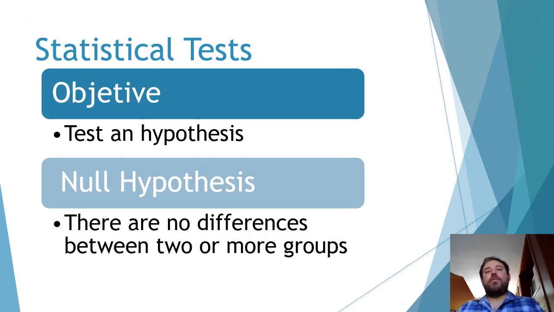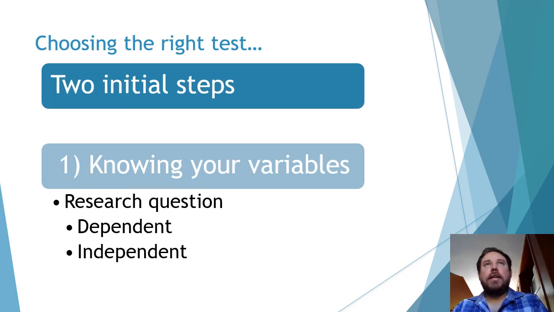So, chi-square. First of all, we need to talk about statistical tests and their overall objective. Their overall objective is to test a hypothesis, okay? The base hypothesis of all statistical tests is the null hypothesis: that there is no difference between two or more groups. We can compare and contrast different types of variables, but at the end of the day, what we want to see is if there is or there is not a difference between two or more groups. This is part of inferential statistics, okay?